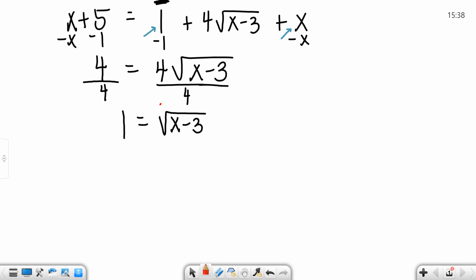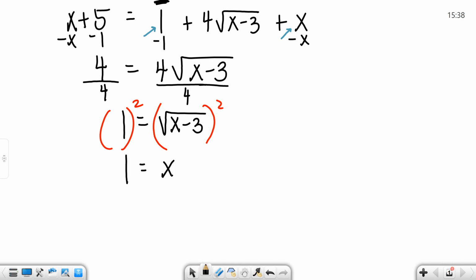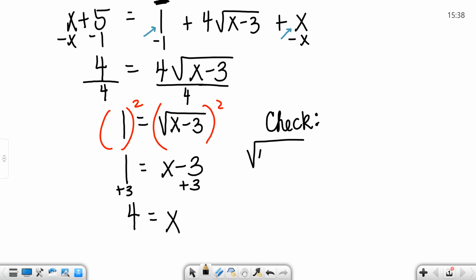So I square both sides again. And I get x is 4. So before I can say yes for sure that is my answer, I do need to plug it into the original formula and make sure that it works. So I went all the way back up to the original problem, and I put 4 where there was an x.